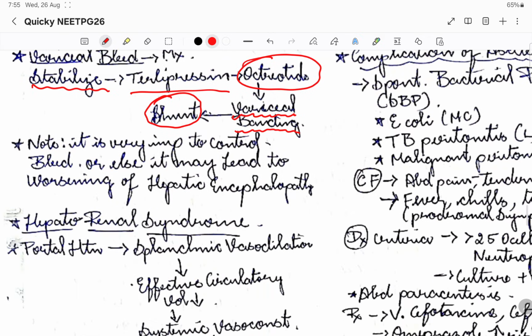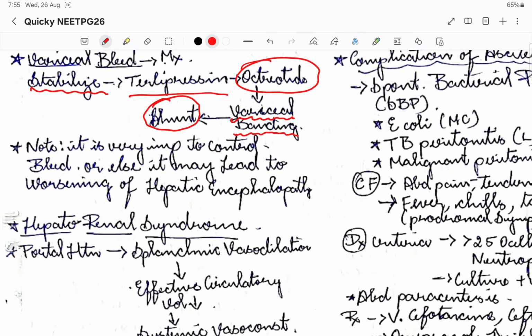Please remember, I told you in biochemistry also, in the urea cycle we are supposed to remove the ammonia, so as to avoid hyperammonemia. If hyperammonemia is there, it will lead to hepatic encephalopathy. That is why, in hepatic encephalopathy, if there is increased bleeding in the gastrointestinal tract, it will lead to an increased amount of ammonia production. So we have to address this first before doing anything. We control the bleeding first to avoid hyperammonemia and to reduce the worsening of hepatic encephalopathy.